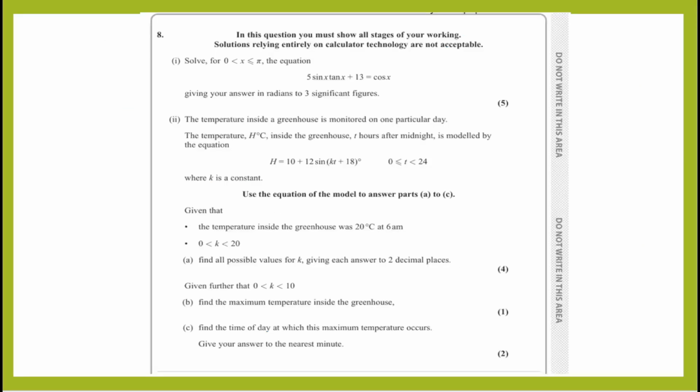The temperature inside a greenhouse is modeled by the equation H equals 10 plus 12 sine of (kt plus 18). The k is a constant. And it is given that the temperature inside the greenhouse was 20 degrees Celsius at 6 am. And we have to find all possible values of k.